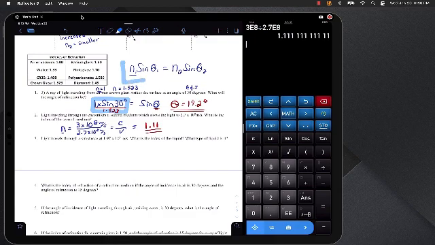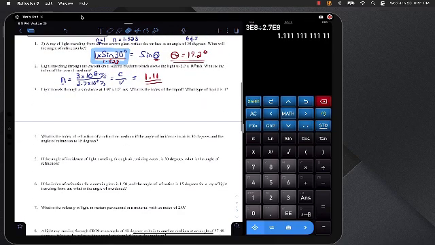So we have two formulas. We've got Snell's law, and if we are trying to calculate the index of refraction from the velocities, we've got to divide the speed of light by the velocity of that light in that particular medium. We've got a couple of questions that look like this, so let's go to question number 3.